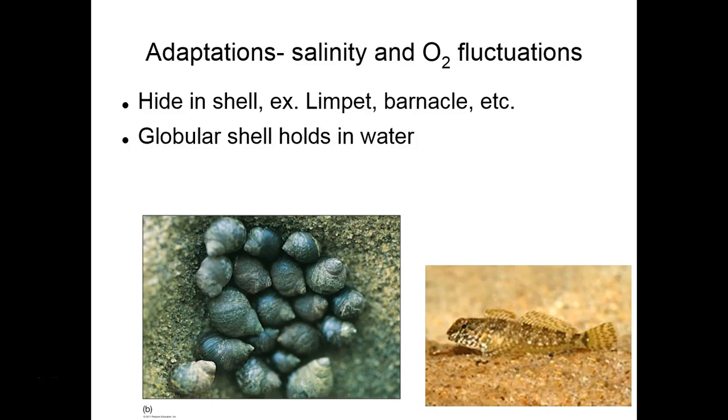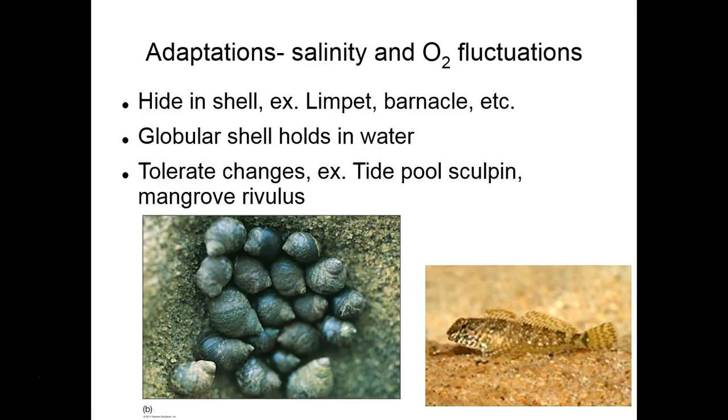There's also a shape of shell that allows a greater amount of water to be held in that shell when it traps itself off. Having more globe-shaped shells, such as these snails right here, allows them to trap more water in there, and that means they can hold more oxygen as well. And then there are some organisms that can tolerate those changes, such as the tide pool sculpin or the mangrove rivulus. These fish can actually be out of water for a period of time and still survive because essentially they can get oxygen from the air as well.